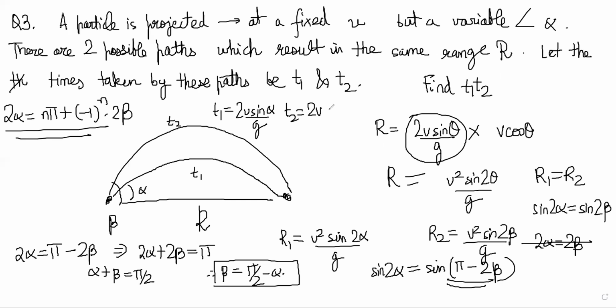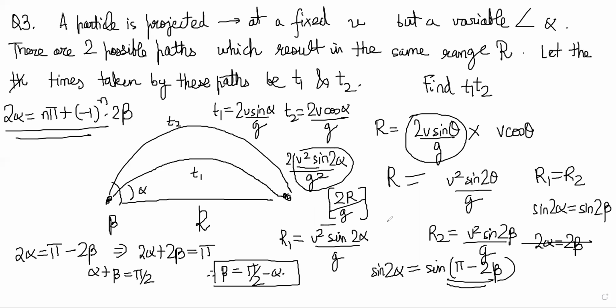But sine beta is equal to cos alpha here because they are complementary. So when you multiply this, it becomes 2v square sine 2 alpha by g. And that is actually equal to, this is g square, and this part becomes equal to range. So your answer should come out to be 2R by g.